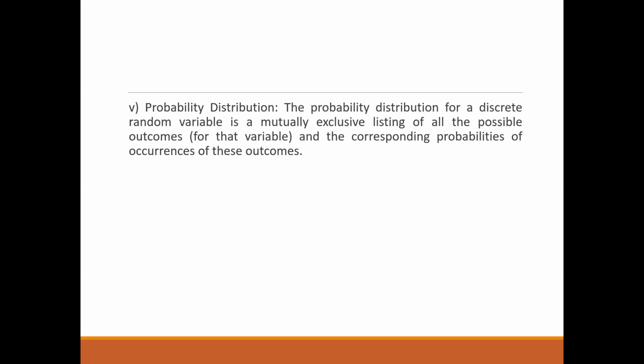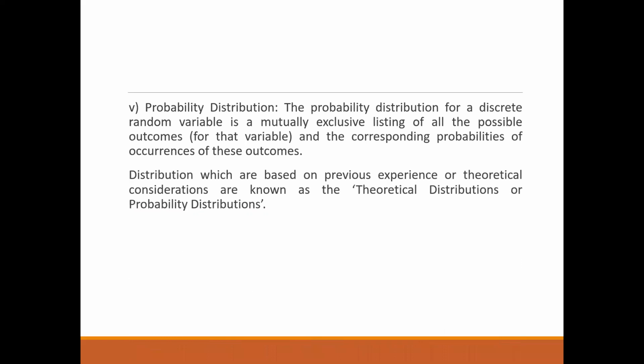Now, in this example, the definition is very much clear here. If I have a distribution which is based on previous experiments or exercises which were done, it is known as a theoretical distribution, or also a probability distribution. If frequencies are given to you, we can convert those frequencies into probabilities, and then we can use them in formulas or different theories which are given under probability.